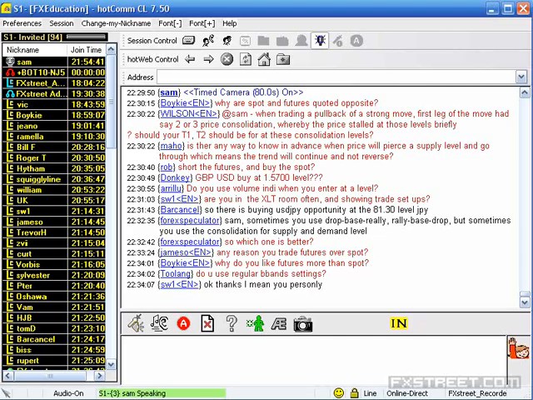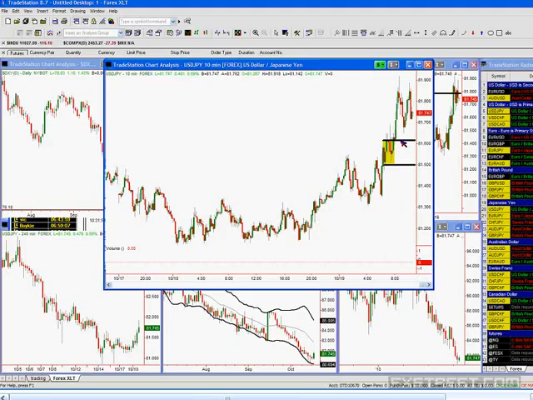8130. I don't know about 8130. If you're not interested in this area, I'd probably go lower to the 8120s. Okay. I saw that other question there.